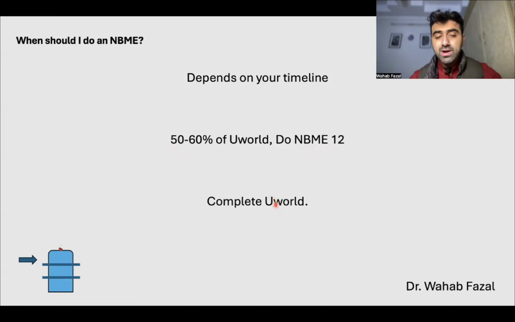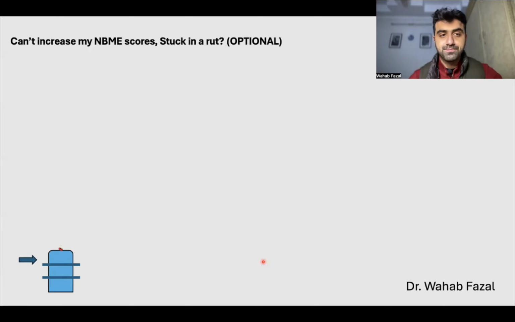You want to complete UWorld, though a lot of people don't. I didn't absolutely complete UWorld either. I went through at least 90% of it, and then I left it because I had to complete other resources. But you want to get a good percentage into UWorld. I also did UWorld incorrects. You don't have to, but if you think your UWorld percentage is not improving, you can do UWorld incorrects.